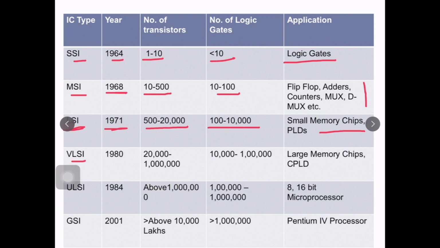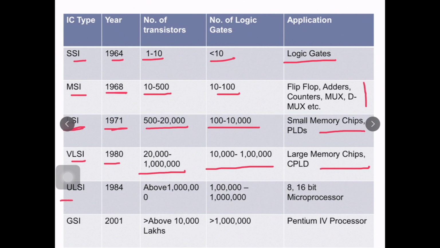VLSI, very large scale integration, came in 1980 with 20,000 to 10 lakh transistors and 10,000 to 1 lakh logic gates, and the applications include large memory chips and complex programmable logic devices.